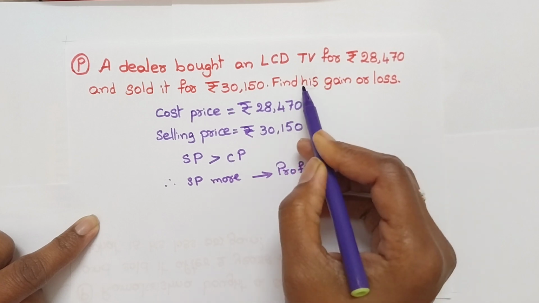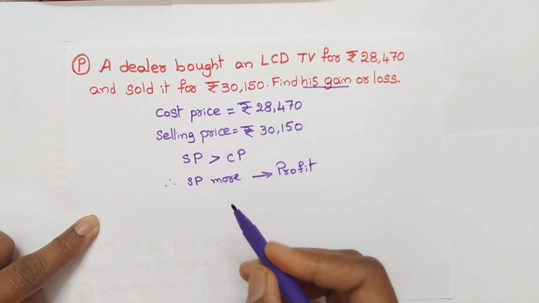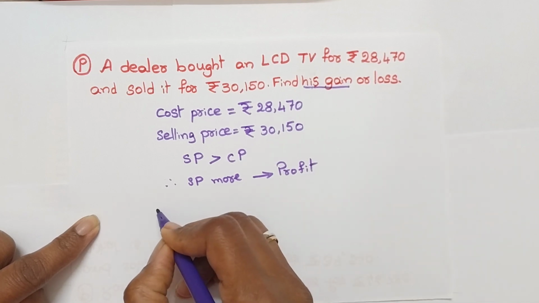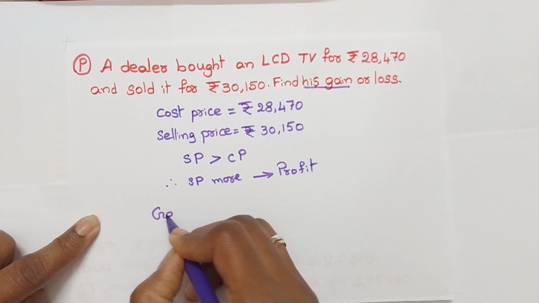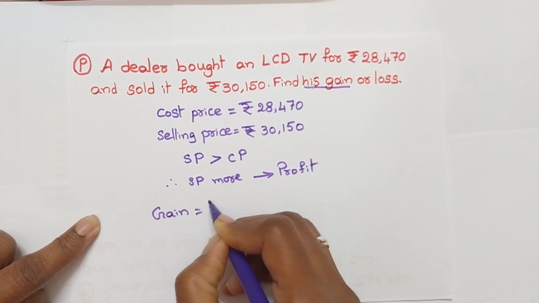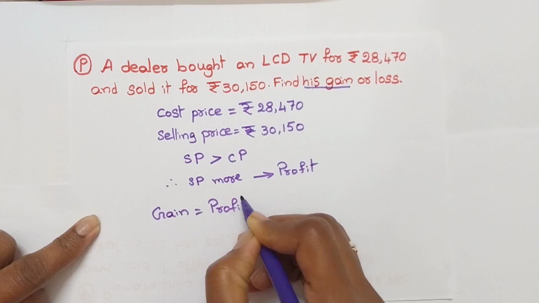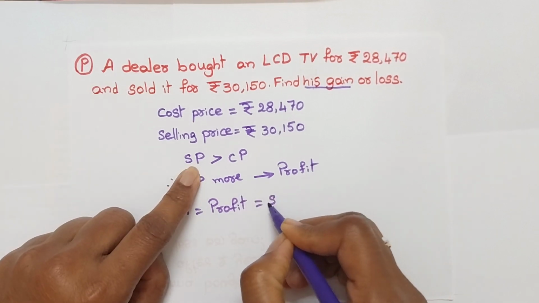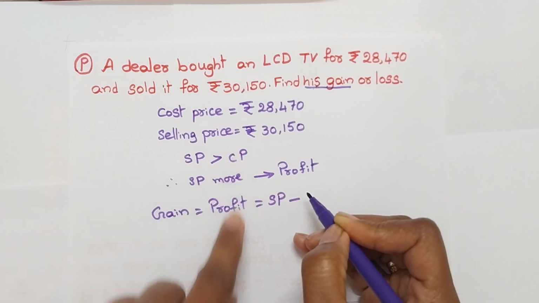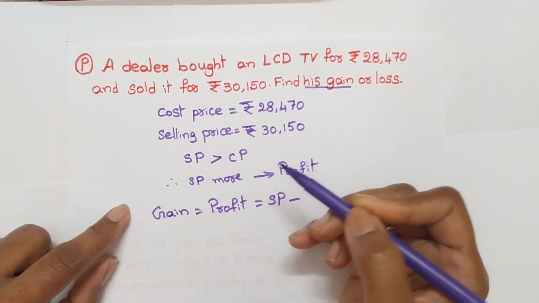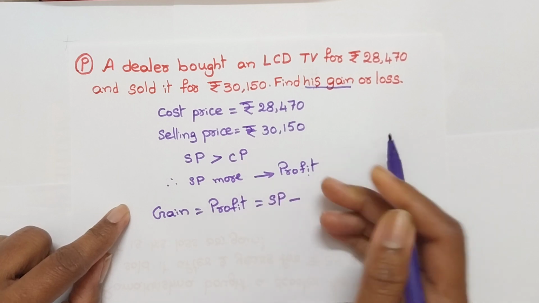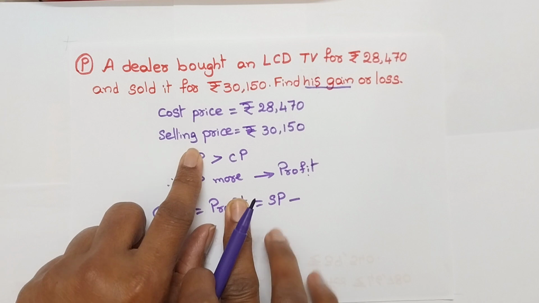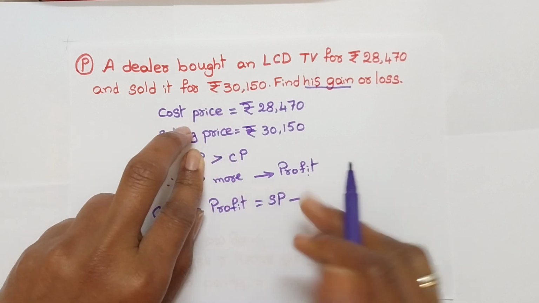So he will gain. What will he get? Profit. Profit means gain. What will be the profit formula? The greater value minus the remaining. Here we need to consider only three terms: selling price, cost price, profit. To find profit, selling price minus the remaining one, cost price.